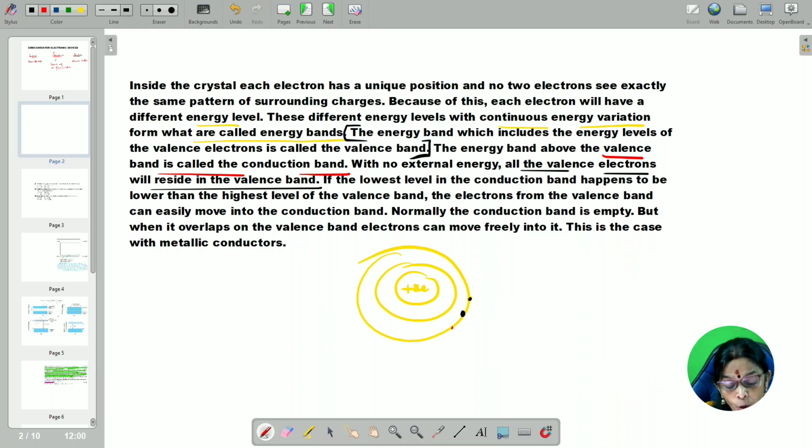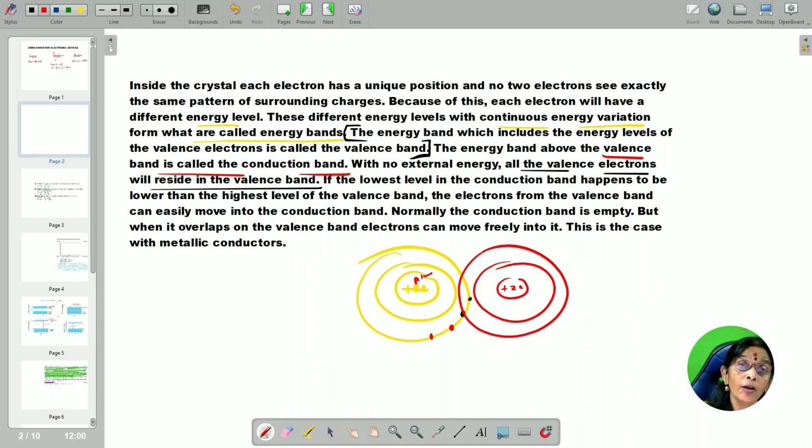I have already pointed out that only these valence electrons are present. If one atom, this is atom 1, has a chance to overlap with another atom, what happens? The valence shells, that means the electrons present in the valence shell, may overlap, and therefore they acquire different energy values, hence it has energy levels. And also, it does not mean that the shells are fully occupied; there are unfilled energy states. That is nothing but the conduction band.